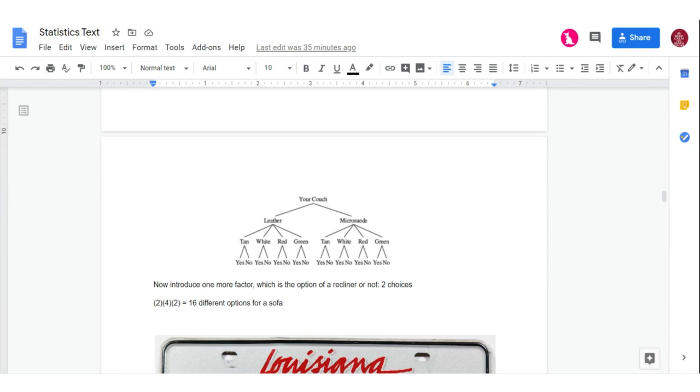So this can be used in all kinds of things. I mean, I've seen plenty of examples like this. But it's just, if you're pulling from different groups and you're combining them, how many different ways can you do it?